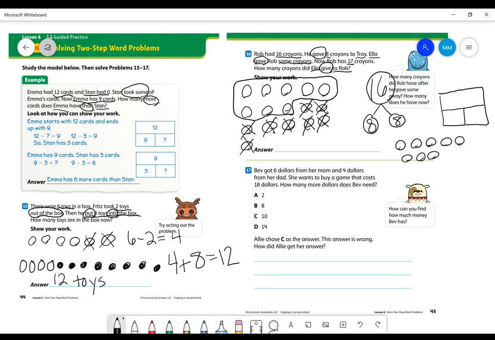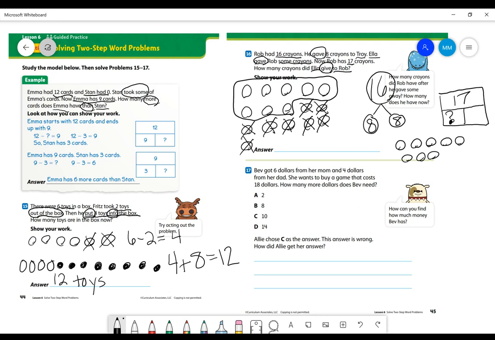Ella gave Rob some crayons. Now Rob has 17 crayons. How many crayons did Ella give Rob? Ooh, so how many does Rob end up with? What is his whole? He has 17 as his whole. Do we know how many Ella gave Rob? Nope, we just know that our whole makes 17.